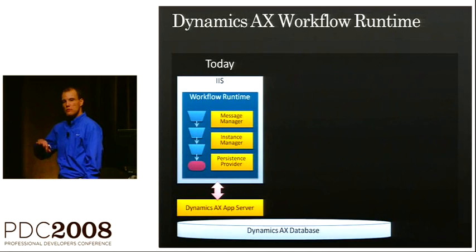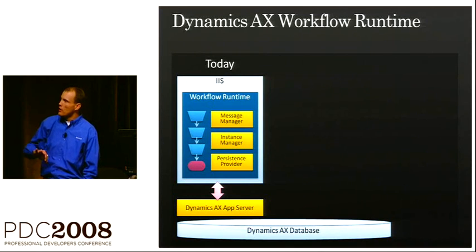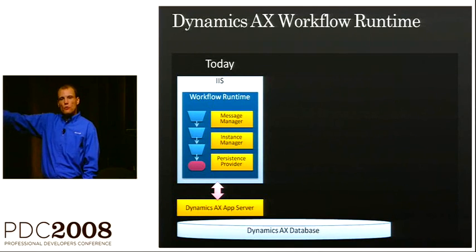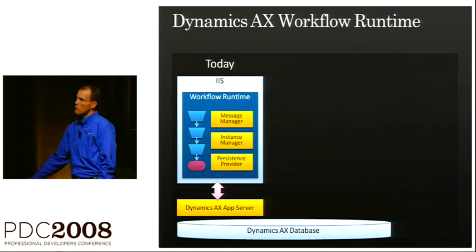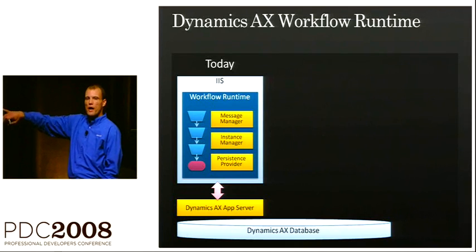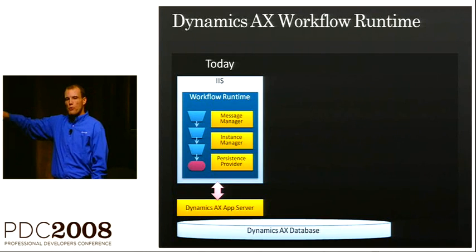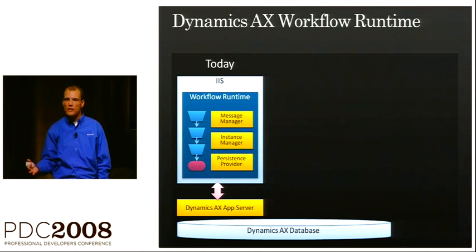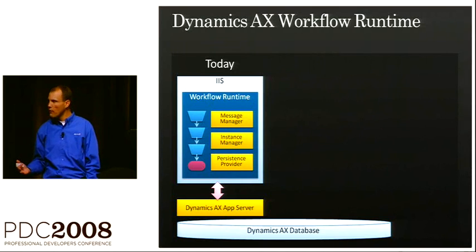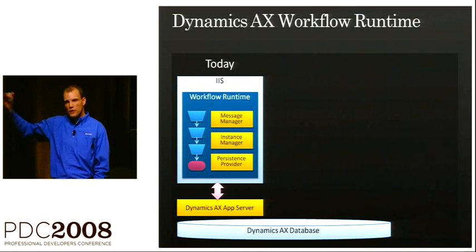Now, let's talk about the runtime. So here's the way it looks today with how we hosted the WF 3.5 framework in our product. We decided to host the workflow runtime in IIS. And the primary reason for that decision was because our Dynamics AX app server that we have today is a native app server. It's built in C++. It doesn't really support hosting managed code or managed frameworks at all. So because of that, we decided we need to host it somewhere else.